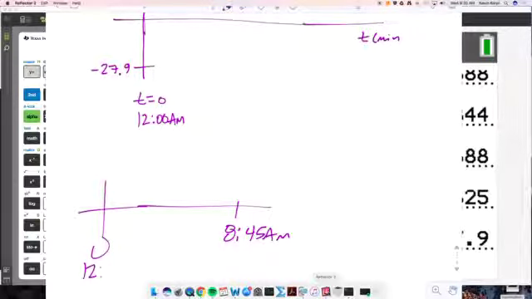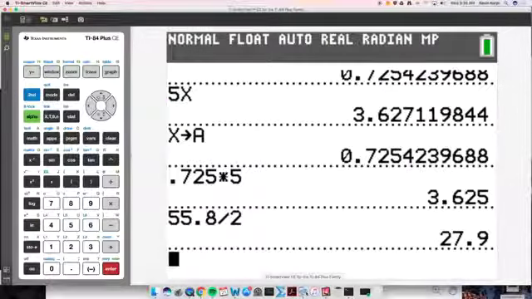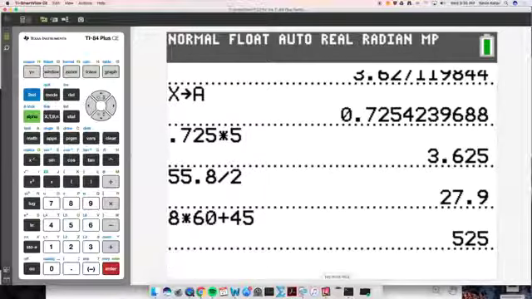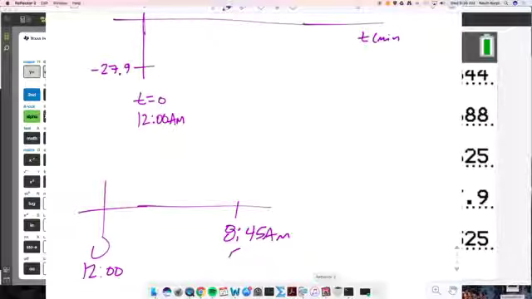This is 12 a.m. Remember, we're measuring in minutes. So we need to figure out how many minutes after midnight 8:45 is, right? How are we going to do that? Well, 8 hours after midnight is 8 times what? Minutes in an hour? 60 plus the 45. So 8:45 corresponds with 525 minutes.